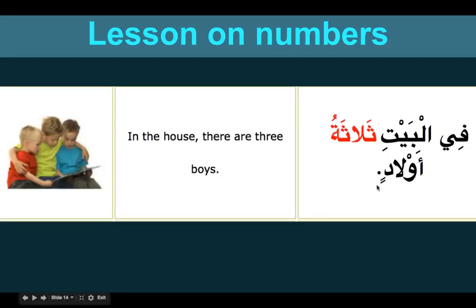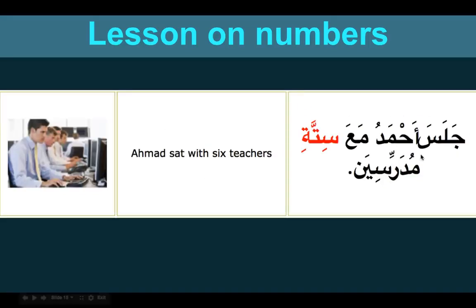Fil baiti, in the house, thalathatu awladin, three children. Here now we translate normally. If it is 1 and 2, we have naat man'ut, and this is mudaf ilayhi. Jalasa ahmadu. Again this is a verb, we are looking for a fa'il, and the sign of marfu is damma. So Ahmad sat ma'a, along with. So zarf, and after the word is sittati.